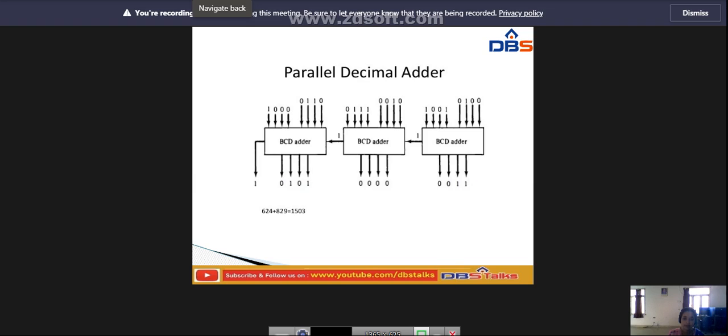So coming to the parallel decimal adder. What is the parallel decimal adder? We have BCD adder, BCD adder, BCD adder, each with four inputs. Adder means we are using the augend and addend. These are the augend and addend. These are the 4 outputs. This is the one carry. So after performing the operations, our value will be 624 plus 829 equals 1503. Okay, this is my output. So this is the parallel decimal adder.